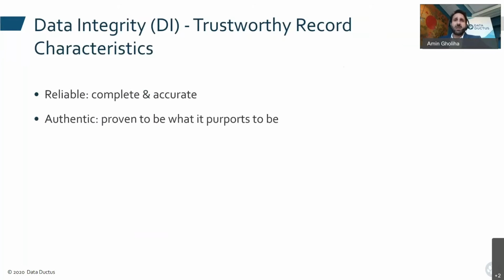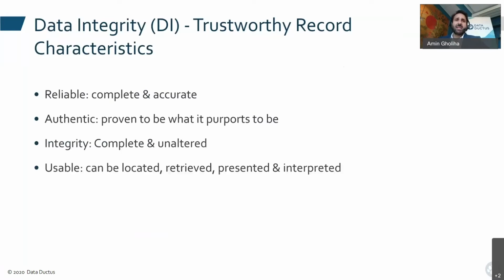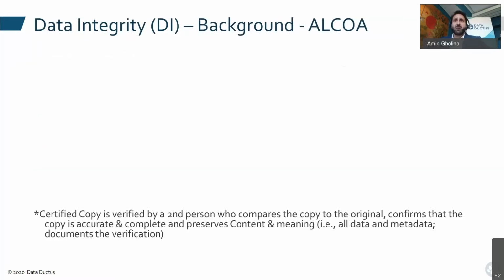It needs to be authentic, and you need to prove that the data is proof of what it's supposed to be, and it needs to be complete and unaltered. So you need to have both technological tools to make sure that the data is complete and unaltered, and also procedures to maintain that. And the data needs to be usable, and many times it needs to be usable for many years, and that means that it can be located, retrieved, presented, and interpreted. Some of the data that you collect, maybe you need to contain for 20-30 years, and it is very difficult to know what happens in the future, but the data should be able to be located, retrieved, presented, and interpreted.